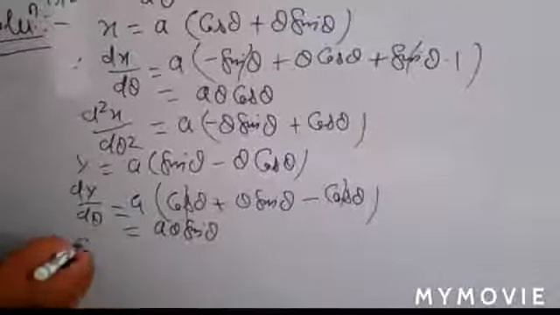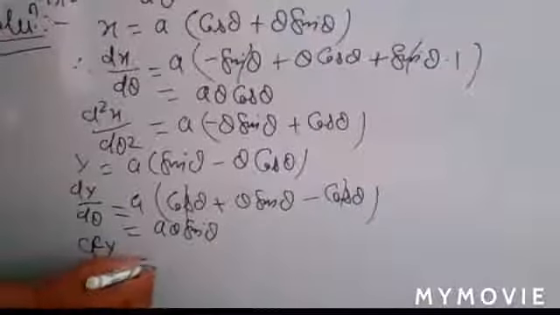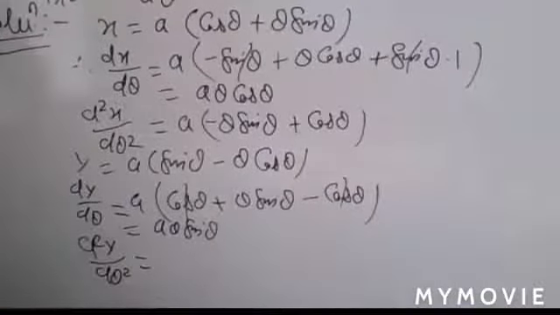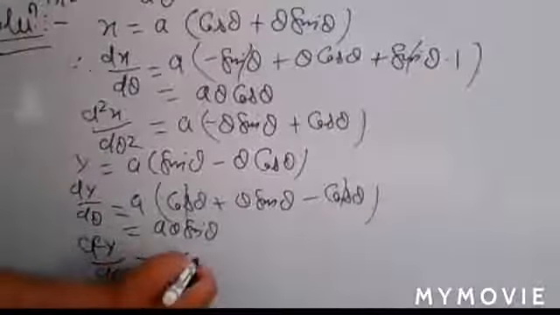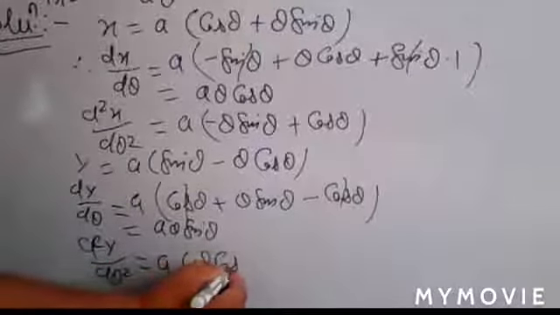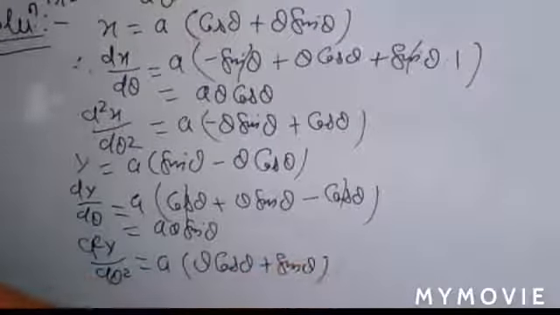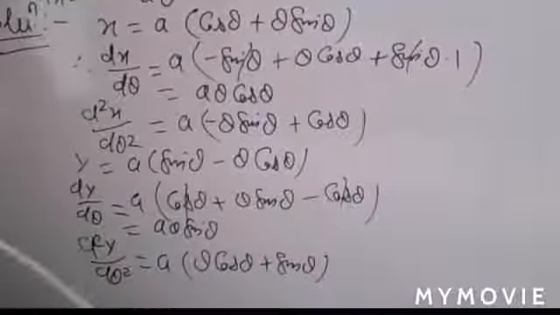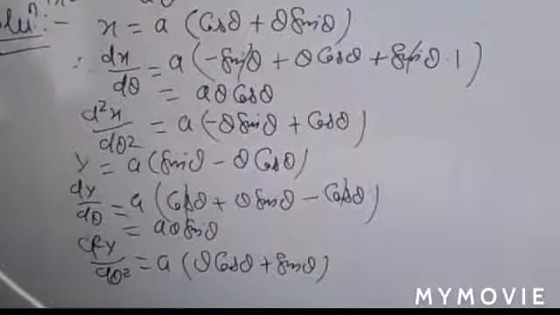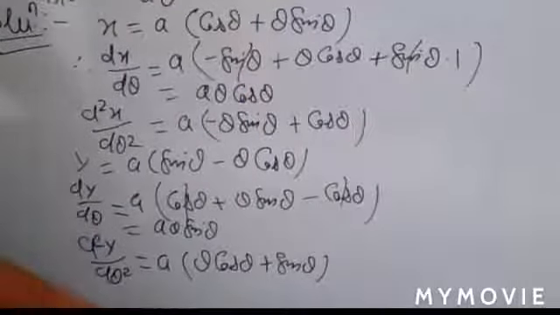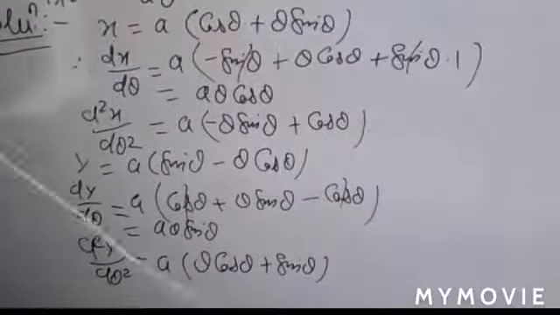Differentiate it to get its second derivative, d2y by d theta 2, is equal to a, and here you apply the product rule for theta sine theta. First function into differentiation of second, which is cos theta, plus second function into differentiation of first. So this proves your second part. Your second part is proved here. In this way you have proved your first part and second part.